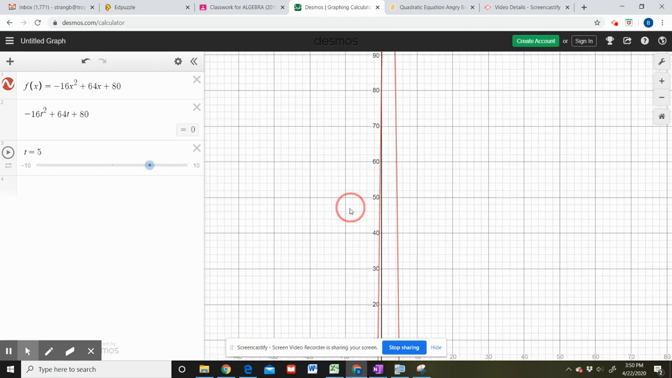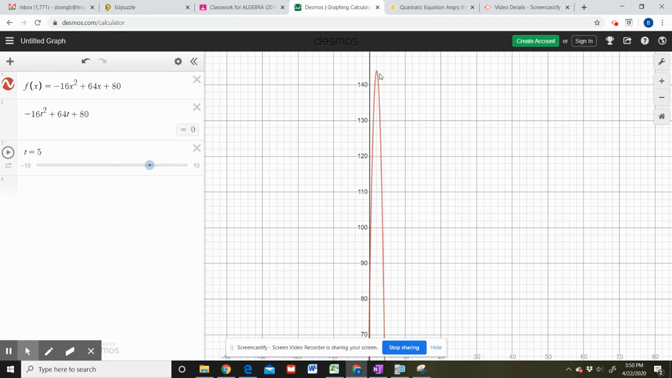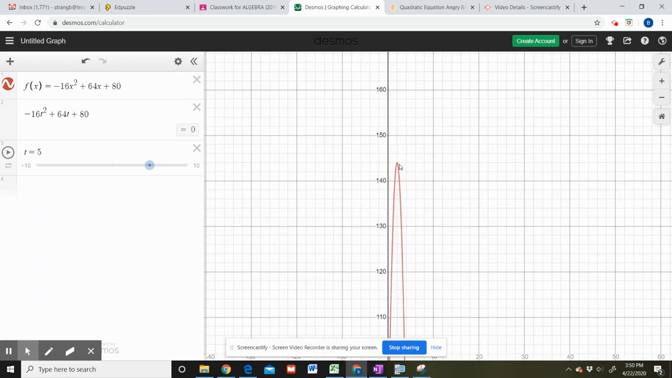And again, you can even just go up to here and go, okay, there's the vertex. Let me just click at the very top. Tells me 2 seconds, I'm at 144. So you can do that with your problem that we're going to go to right now, okay? So try to use Desmos. If you can't, use a graphing calculator.